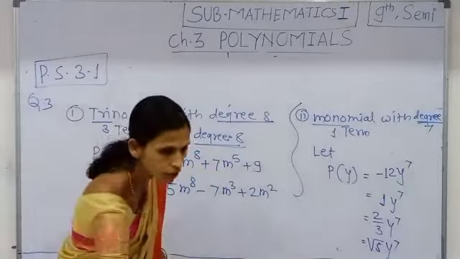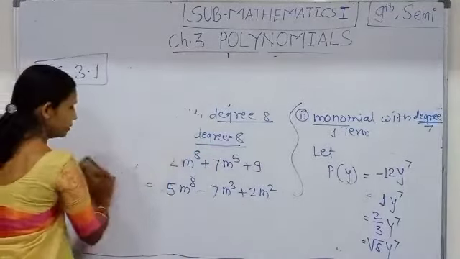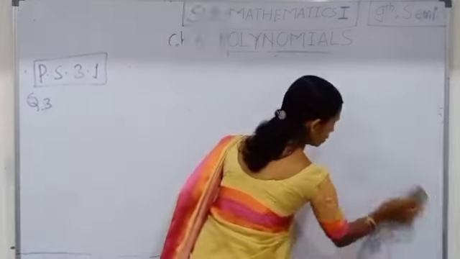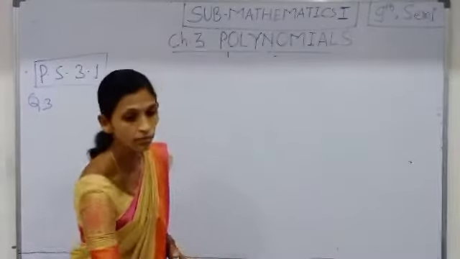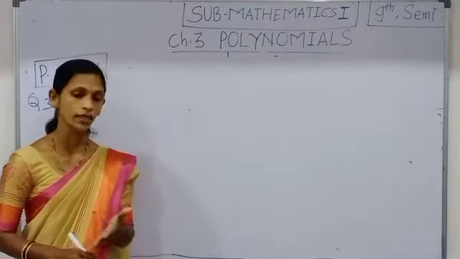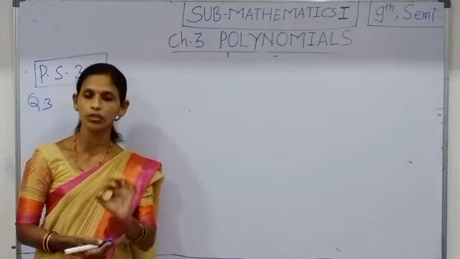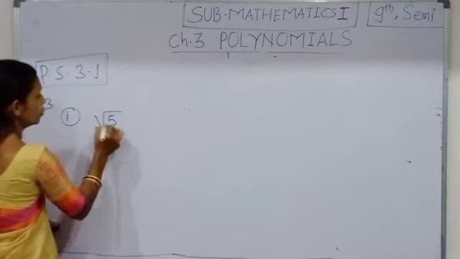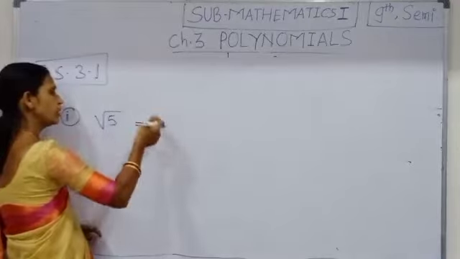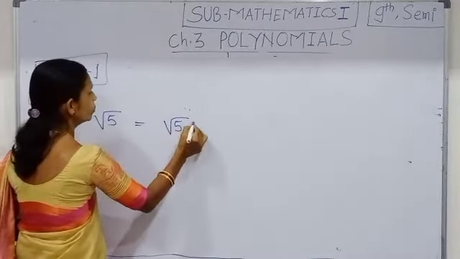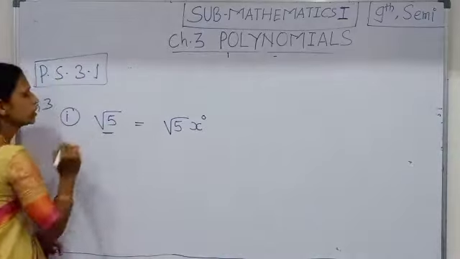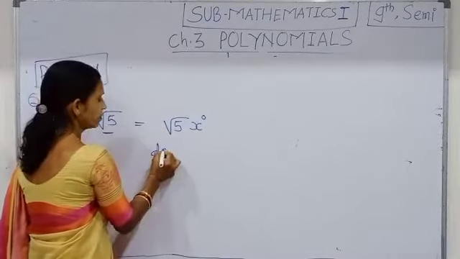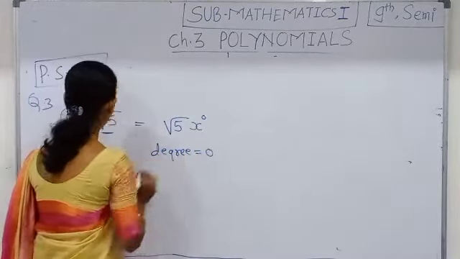Then in question number 4, we have to identify the degree of the given polynomials. In question number 4, the examples are given here. Then see here, the first example is root 5. We have to convert this into root 5 x raised to 0. Here a constant term is given. Therefore, here the degree of that given polynomial is 0.